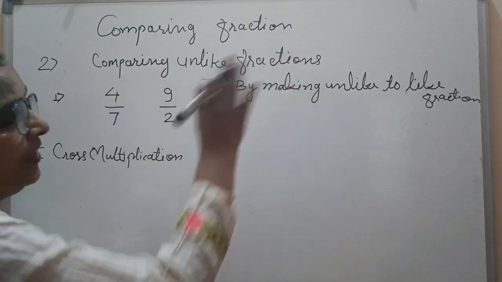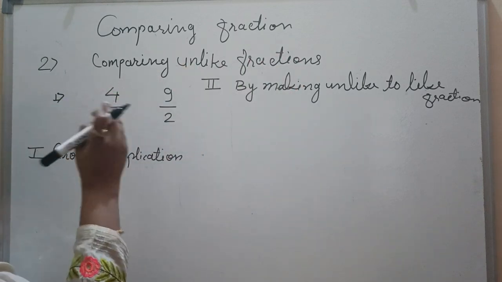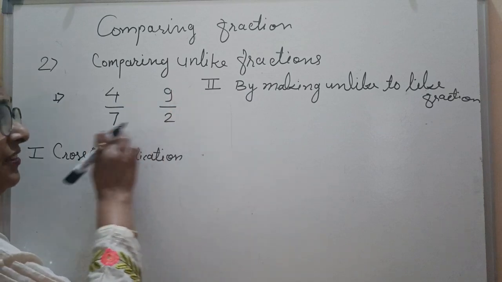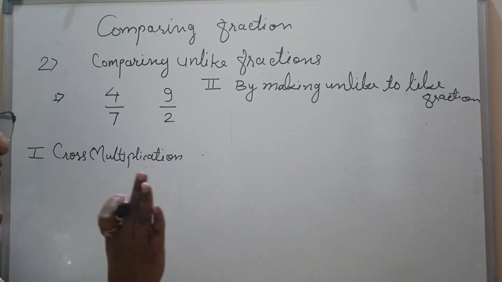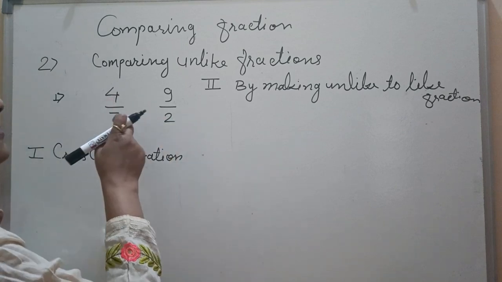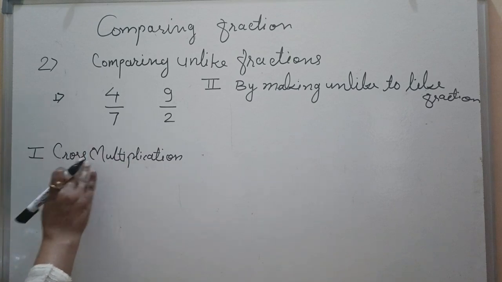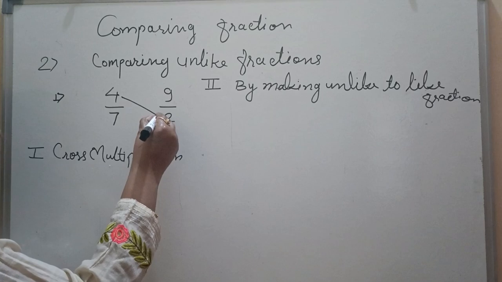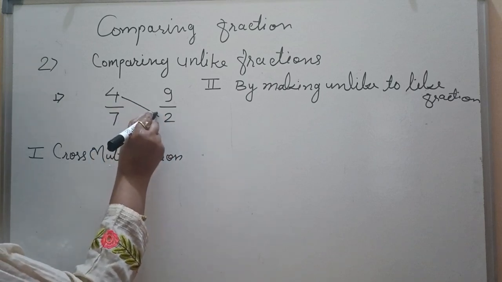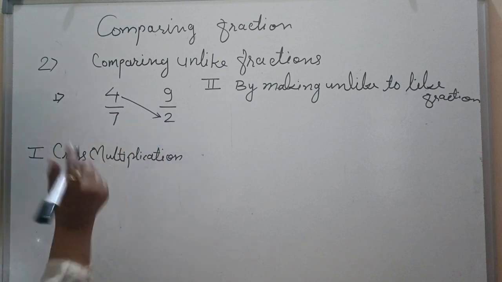Next is comparing unlike fractions. Take an example: 4 by 7 and 9 by 2. These are unlike fractions as the denominators are different. You can compare these two fractions by two methods. First is cross multiplication. How will you write it? You will multiply 4 into 2, the numerator and this denominator.